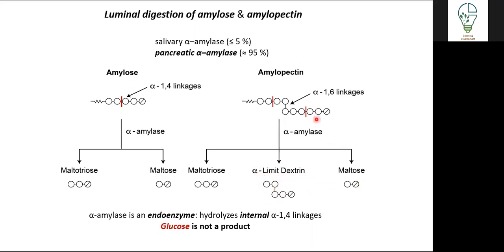Everything else is all 1,4s, so it will be turned, just like an amylose, into a maltotriose and a maltose. The main point that you need to know is that the degradation of amylopectin by the amylase enzyme will result in limit dextrins. This is the main thing that differentiates between amylose and amylopectin. Again, glucose is not a product, only maltose, maltotriose, and limit dextrins.